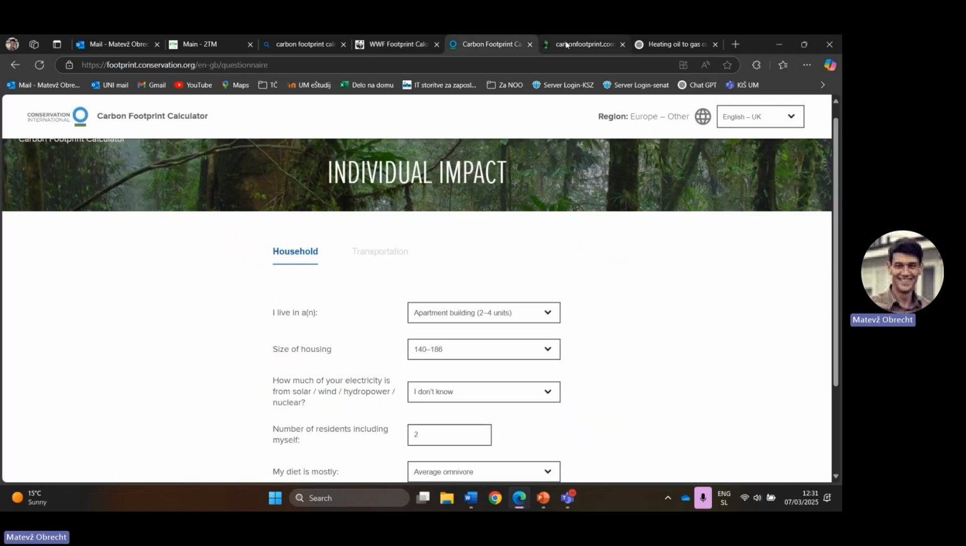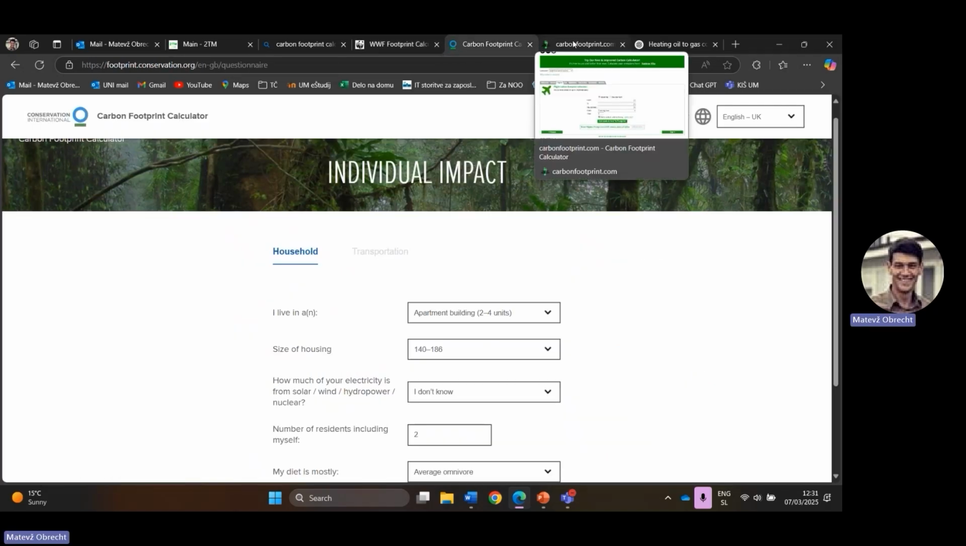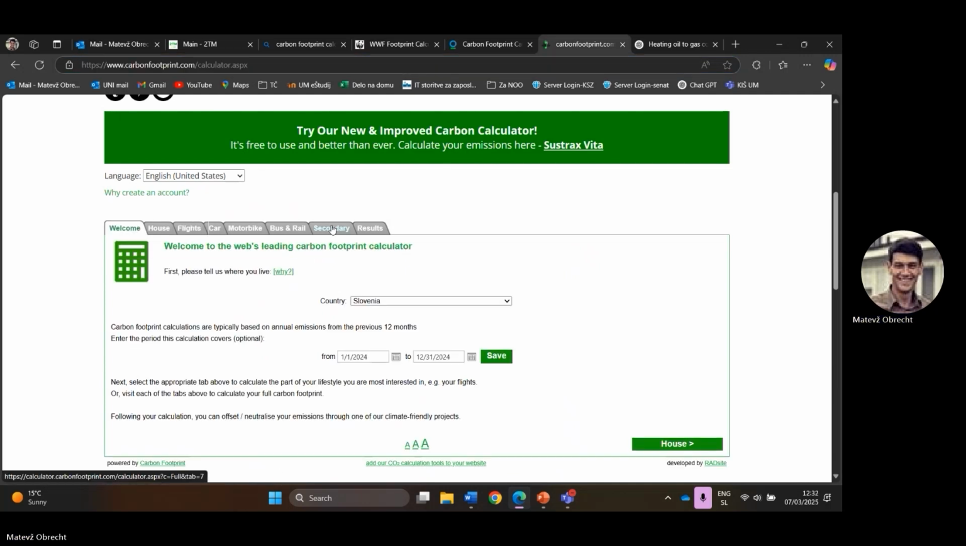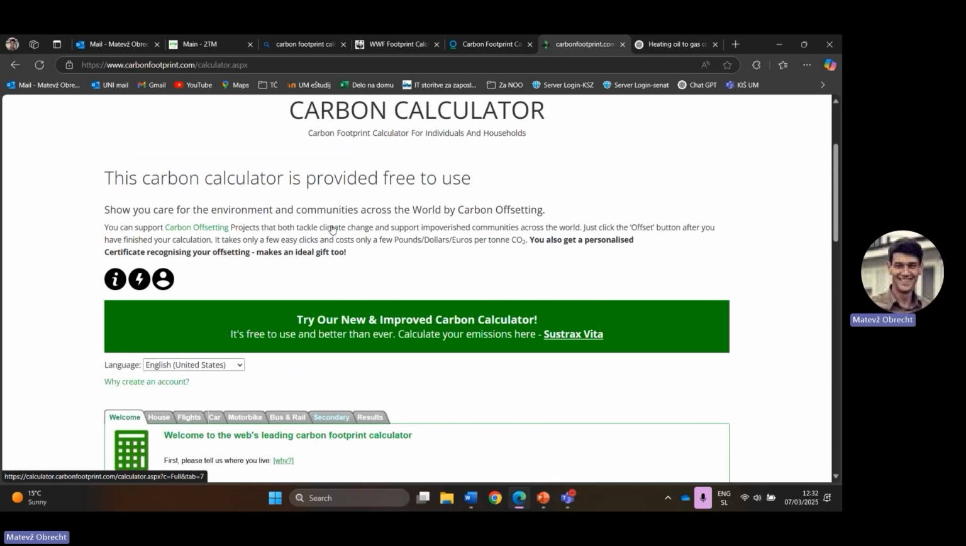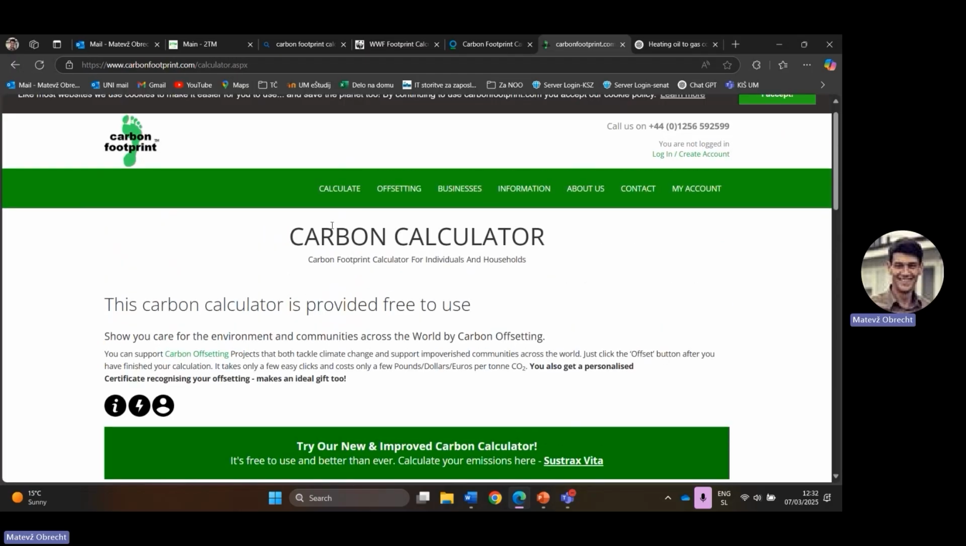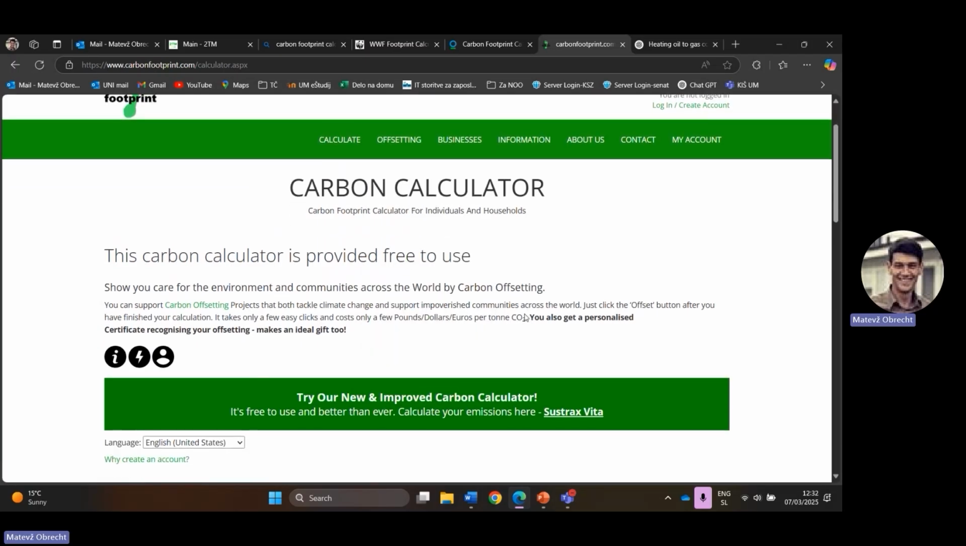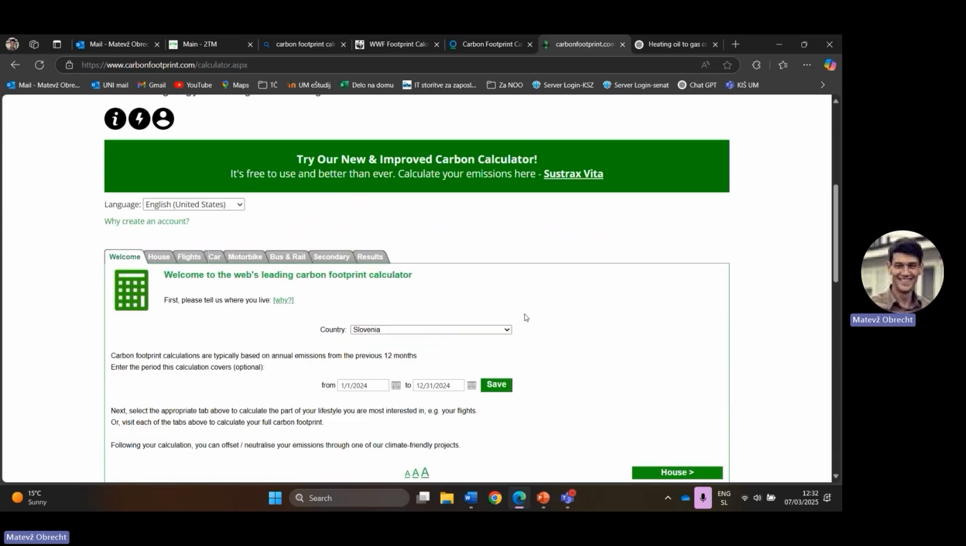Let's go on to another one. So here is another calculator, and I will show you also another one, which I prefer. This is the Carbon Footprint, the trademark also. It also enables calculations for the business sector. So you have the carbon footprinting, you have verification as well. You can set targets, you have supply chain footprinting, and so on. So it is a little bit more advanced than the previous one.